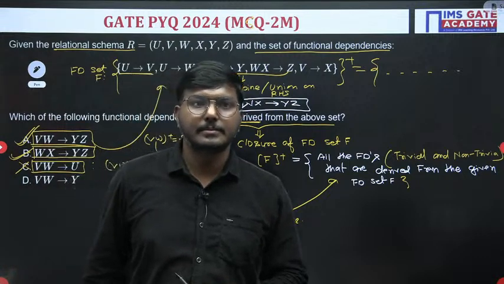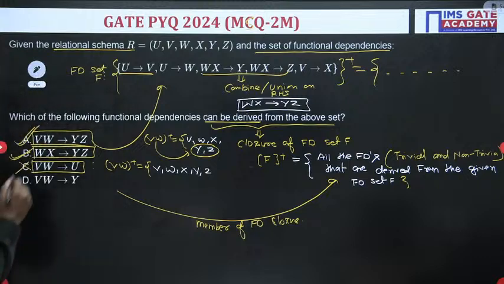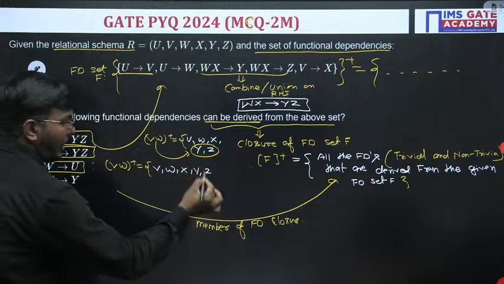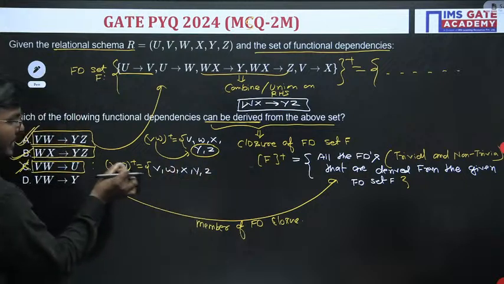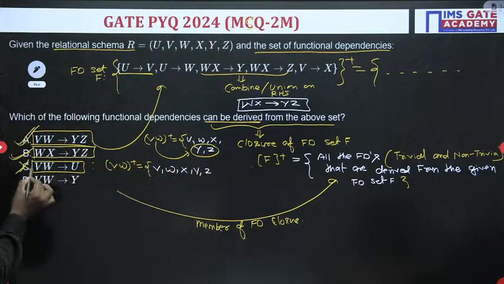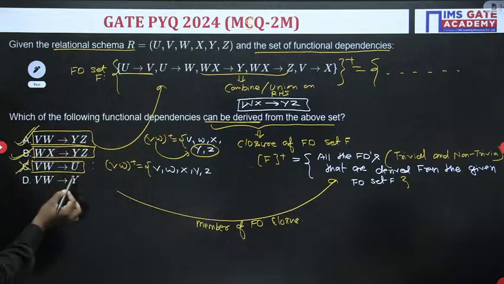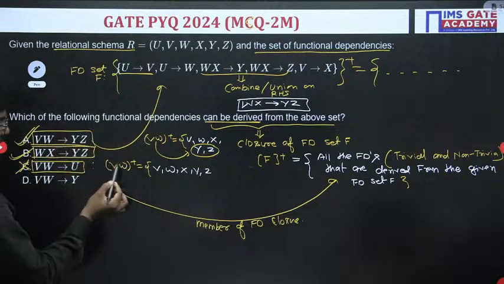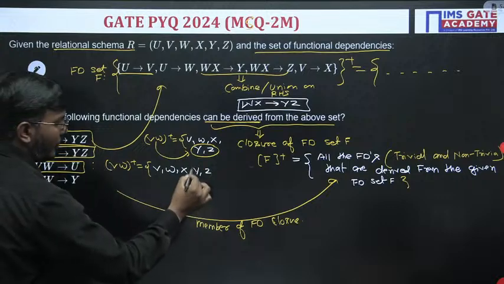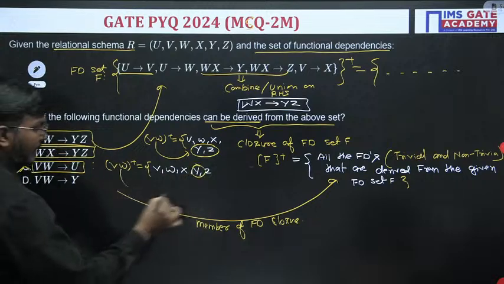Fine. Option C is incorrect because I am not getting attribute U in the closure of VW. We cannot derive this FD, VW determining U, from the given FD sets. Done. Now check VW determining Y. In the VW closure I have Y, so VW determining Y is correct.